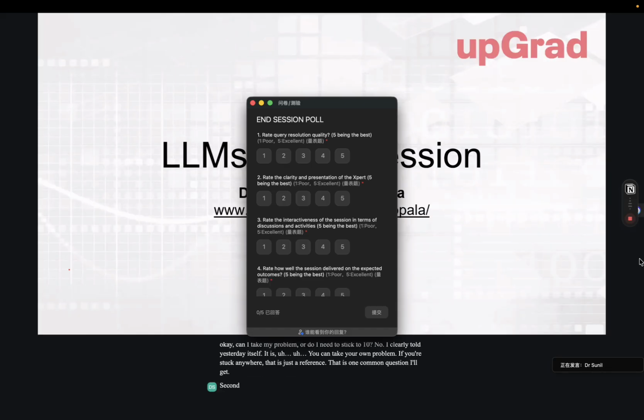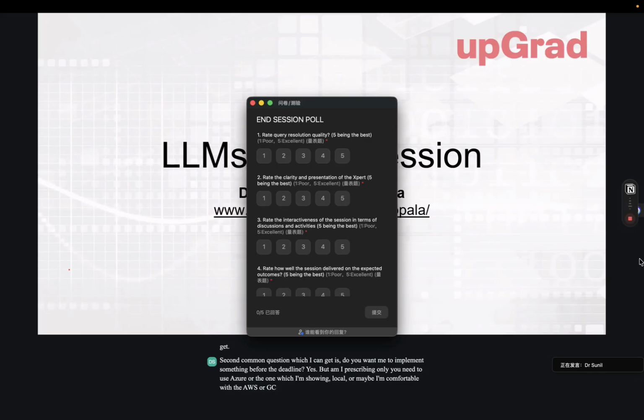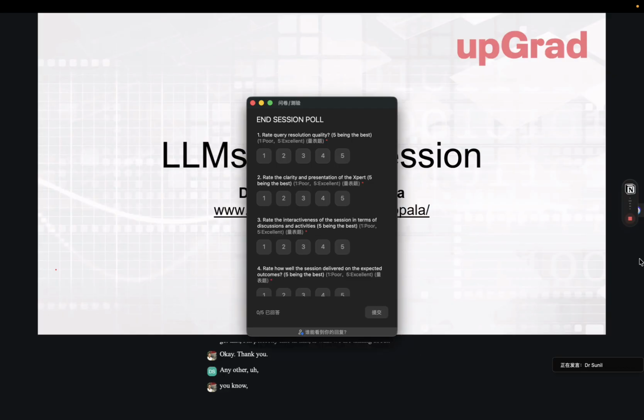Second common question which I can get is, do you want me to implement something before the deadline? Yes. But am I prescribing that you need to use only Azure or the one which I'm showing locally, or maybe I'm comfortable with AWS or GCP? Is there any restriction? There is no restriction. As long as you are giving us the screenshots confirming that you are able to get that, I'm perfectly fine. Any other things before that? Let me know.